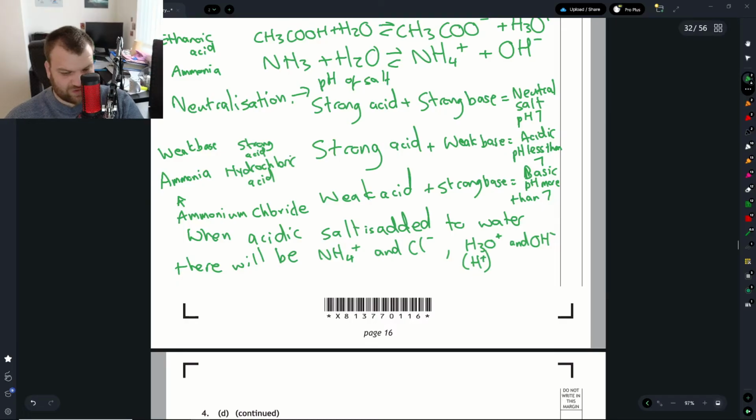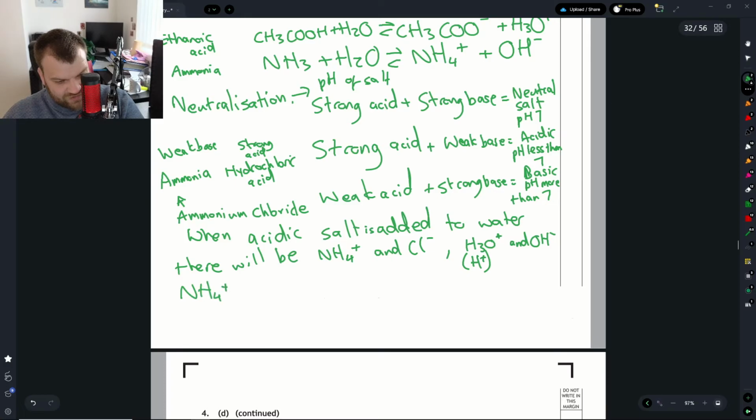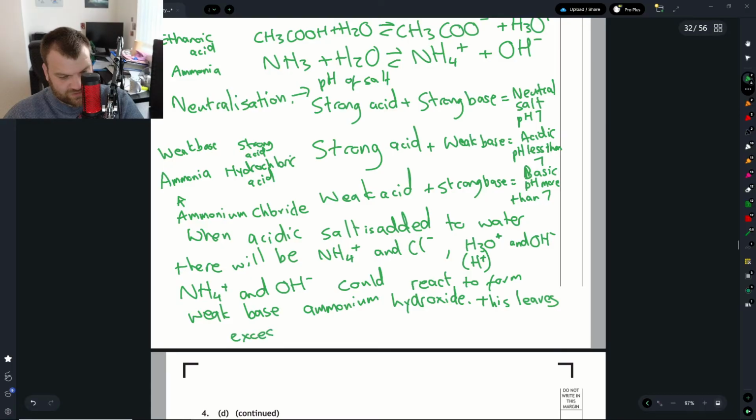And it makes it easier to just talk about the H+. We might have some of the NH4 and OH negative react to form a weak base. This leaves excess of our hydronium or hydrogen ions. That's what leaves you with the pH being less than 7. Doing it the other way around, for our basic salt, the H pluses would form a weak acid, and then that would leave more OH minuses.